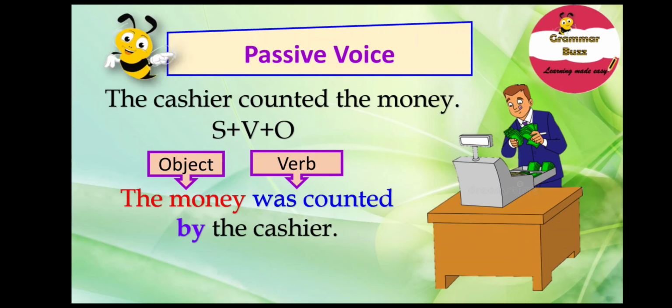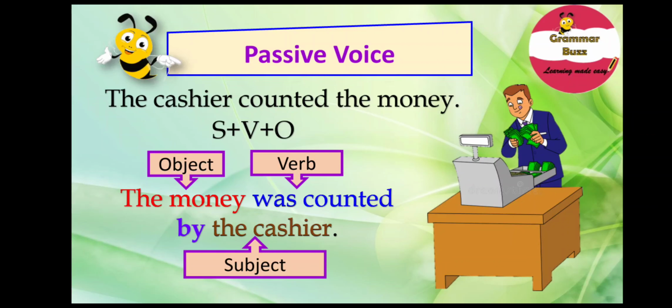Note the verb form. What is it? It is was counted. Was is the auxiliary be verb and counted is the past participle of the base verb count. Next, the verb was counted is followed by the preposition by, and finally we have the subject taking the place of the object. So we have the cashier.